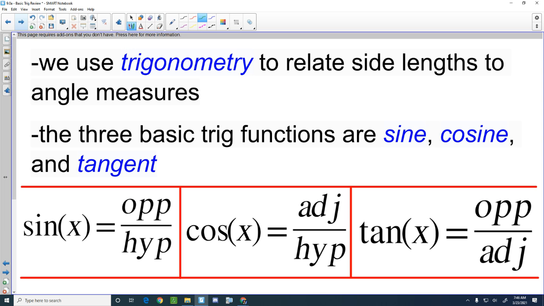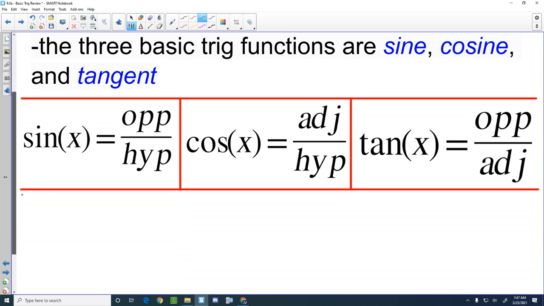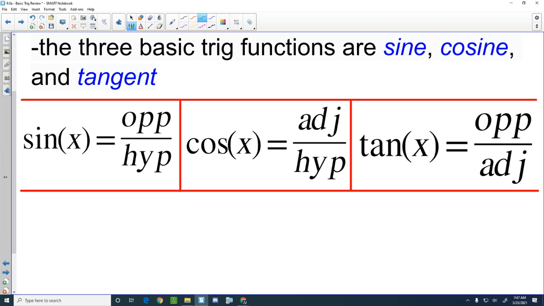All right, now for trigonometry. All the words up top is just generic math talk. The important things are those 3 different boxes at the bottom of the screen. So trigonometry is used to relate side lengths to angle measures. It's a ratio, a fraction. Our 3 basic trig functions are sine, cosine, and tangent. And each of those 3 trig ratios, or 3 trig functions, represents a specific ratio on a right triangle.